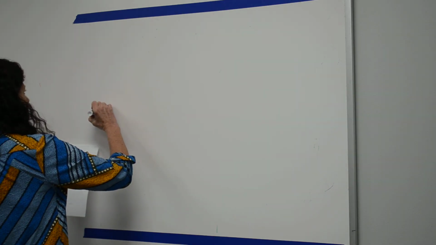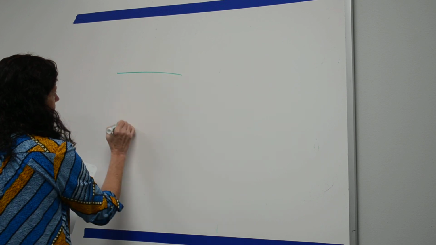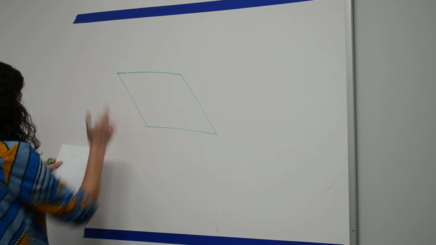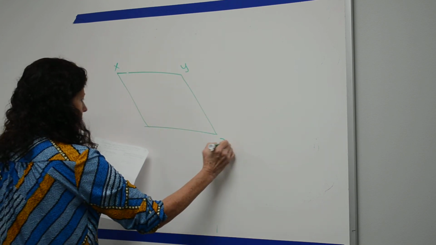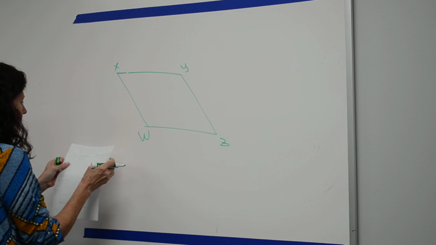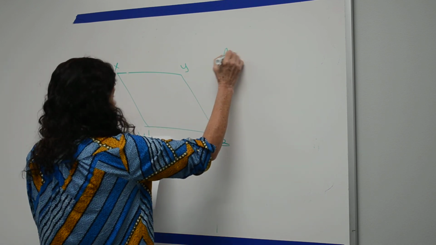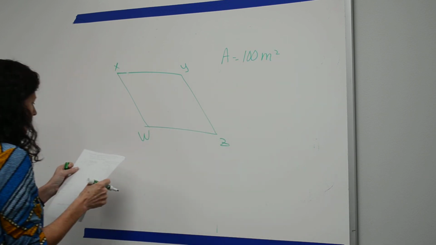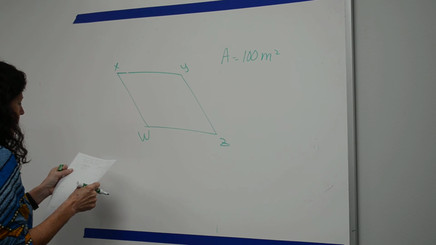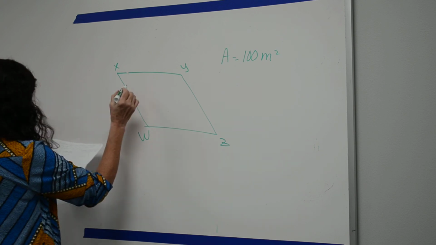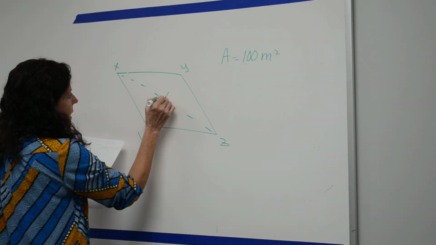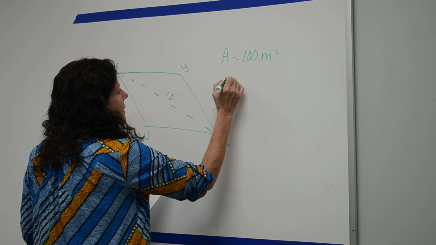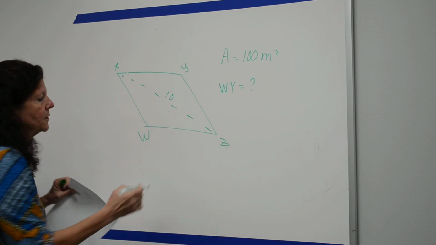Let's say they give me a rhombus. Okay, and the X, Y, Z, W. And they said that it has an area of 100 meters squared and that XZ is 10. Okay, and they want me to find WY. So all I'm going to do is plug it into the formula.